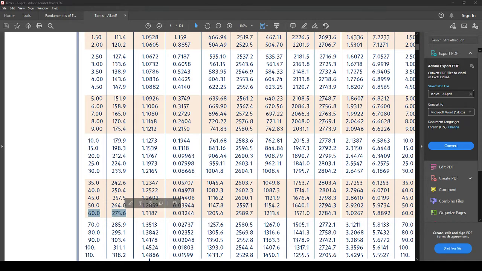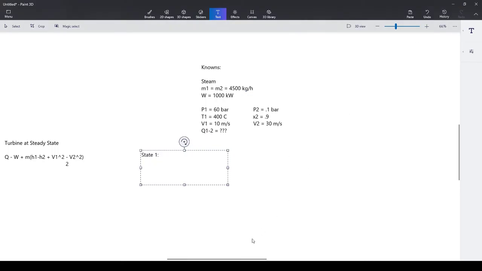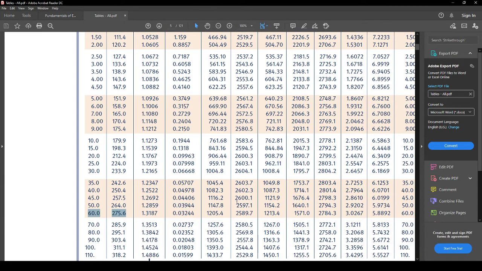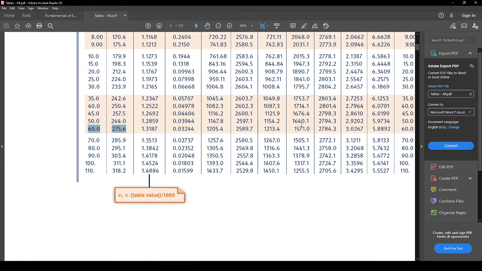You go across from 60 bar, and you'll read that the temperature here is 275.6. Our temperature was 400, I'm fairly certain it was, which means that we are what? We are superheated, right? We are way higher than the saturated temperature, which means we have passed it, which means that we are a superheated vapor. So now we must go.